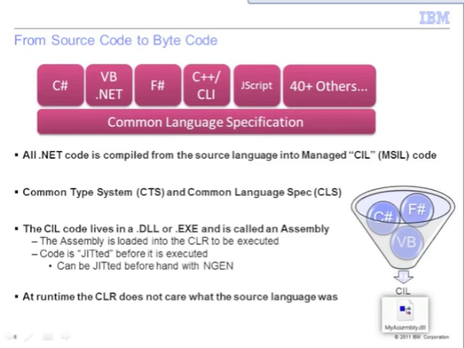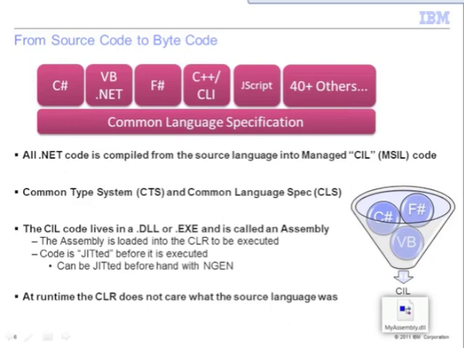Now, moving back to the languages, to that common language specification, all .NET code is compiled from the source language into MSIL code, which is a bytecode language. And using the common type system and the common language specification, it allows the languages to interoperate with each other in a very interesting way.